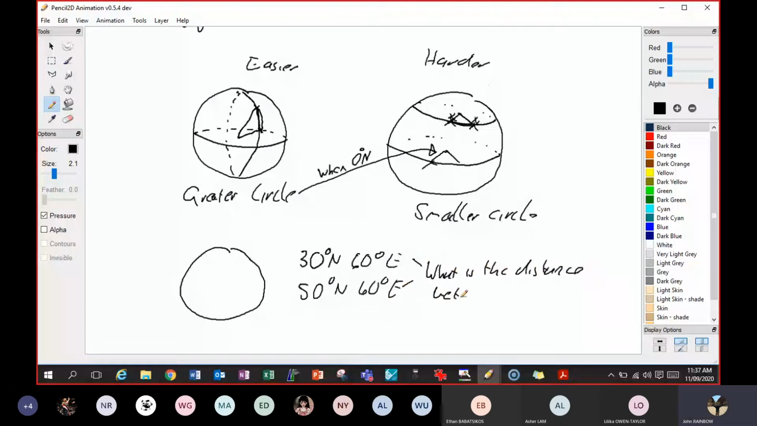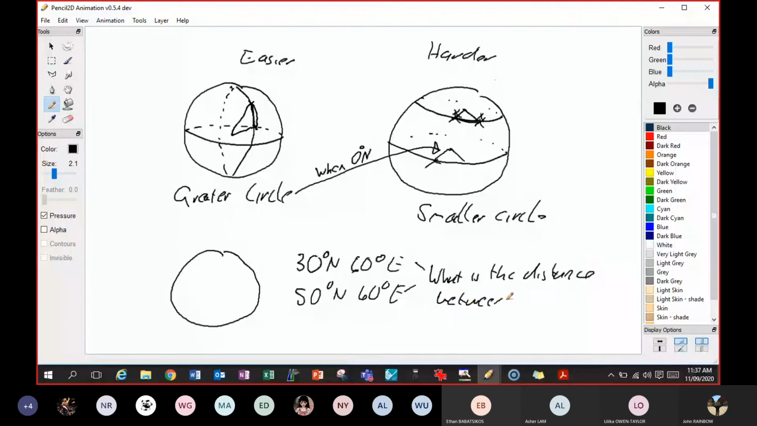Between these 2 points? Between the surface of these 2 points? On the surface. Now, why I'm saying the surface, I'll tell you why. Because otherwise you'd be going a direct line, but we want to travel around the world, right?